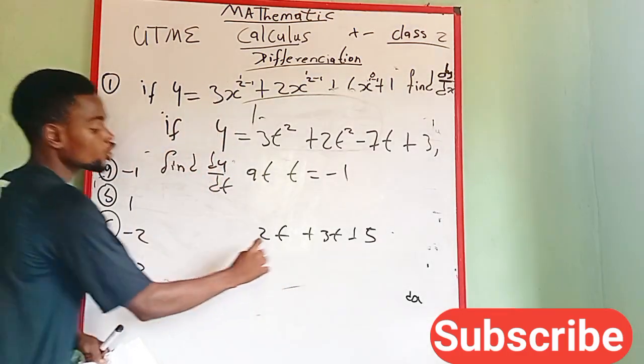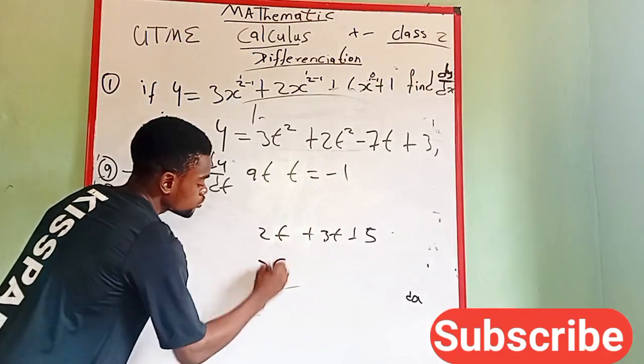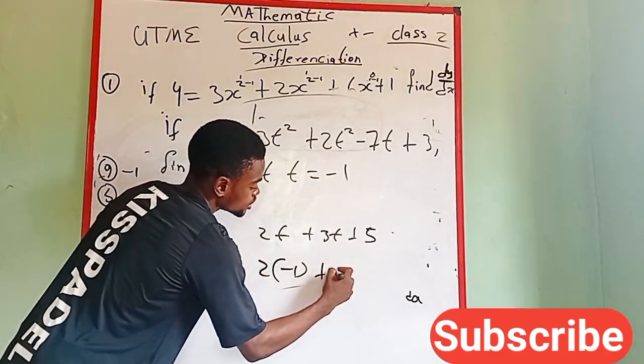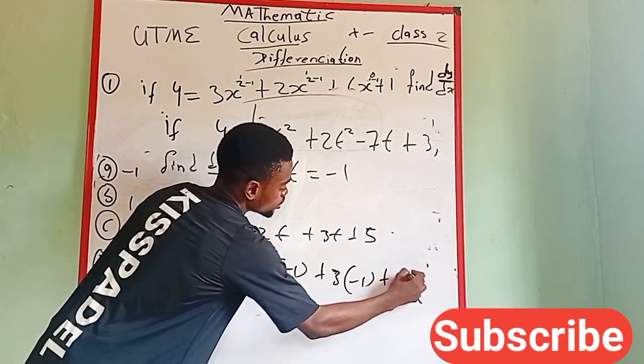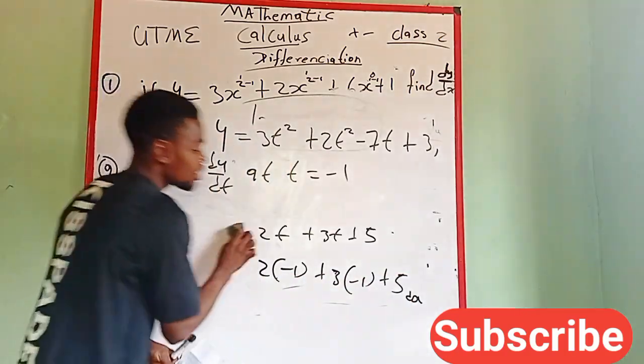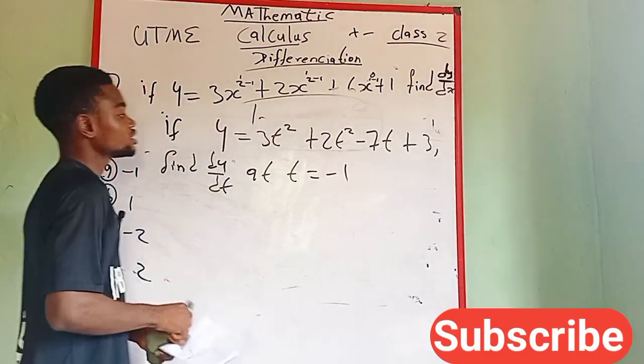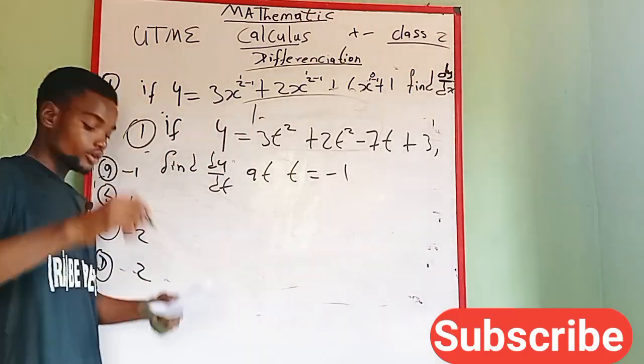For instance, you're now going to substitute t for negative what? 1. So that here becomes 2 bracket negative 1 plus 3 bracket negative 1 plus 5. So if you open the bracket, you work it out. This is not what you're going to have if you do it. So this is how you're going to do it and get your answer. Now, after you have done it, let this be your number 1. Put the answer in the comment section.